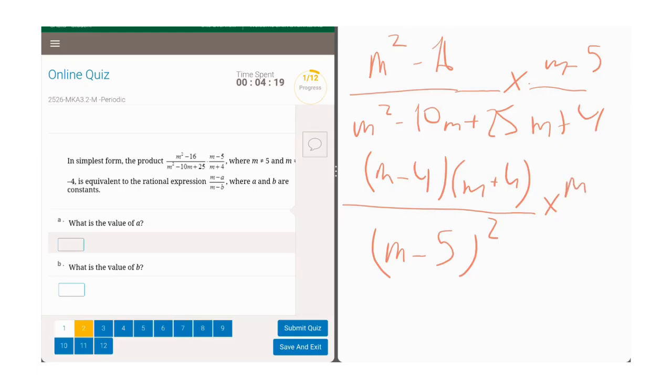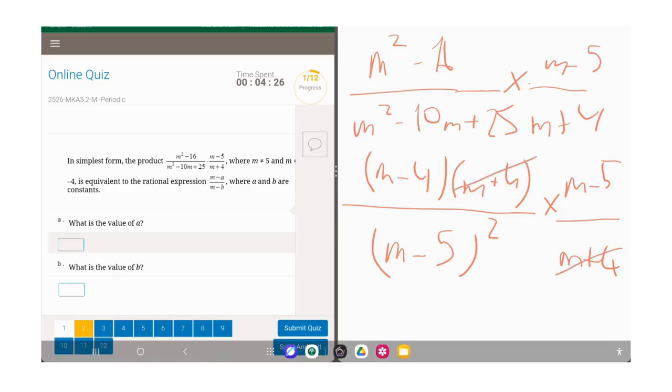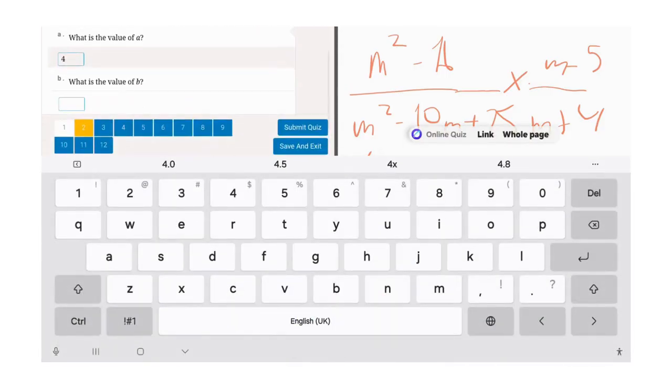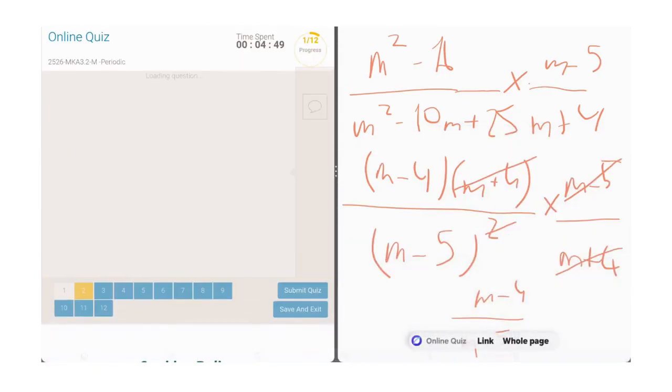This will be multiplied by m minus 5 over m plus 4. So we can cancel out m plus 4, m minus 5 with one of the m minus 5's. And then we're left with m minus 4 over m minus 5. Here they ask for the value of a and b again. So m minus a over m minus b, m minus 4 over m minus 5. So the value of a is 4, value of b is 5.